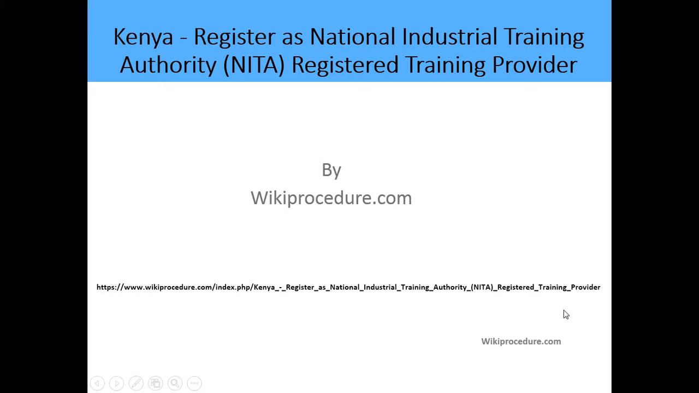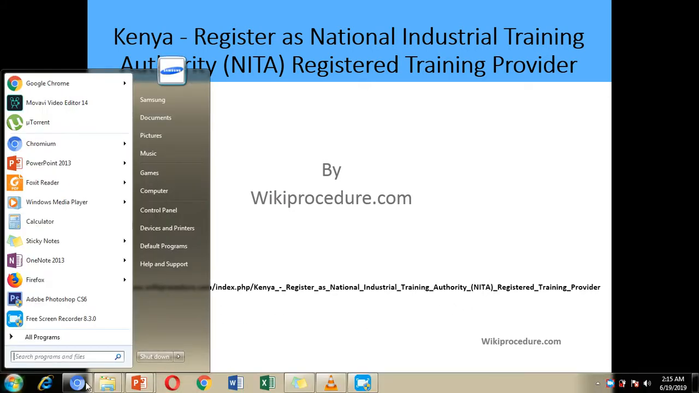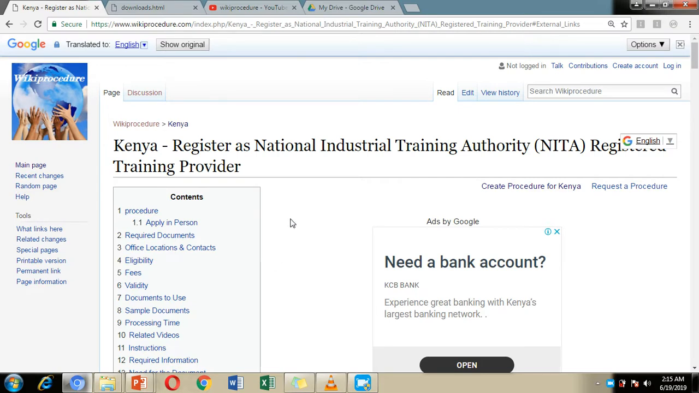Hello, welcome to another wiki procedure, and today we are going to look at how you can register as a National Industrial Training Authority registered training provider in Kenya. Down here below, we have given you a link which is going to direct you to our wiki procedure website page, where we have given you detailed information on how you can register with the National Industrial Training Authority as a training provider.